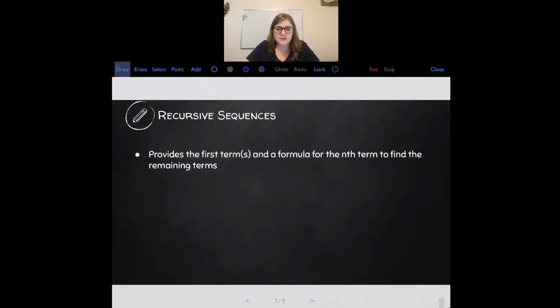A recursive sequence provides the first term or terms and a formula for the nth term to find the remaining terms. So we're still given a general formula with the recursive sequence, but we're also given the first term or couple terms because we'll need those in order to find subsequent terms. So let's see what this looks like.